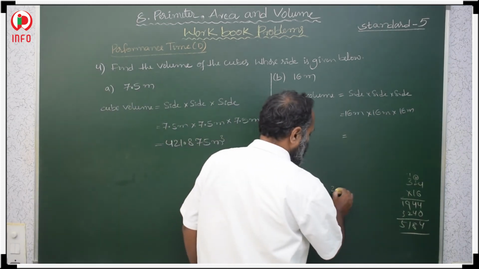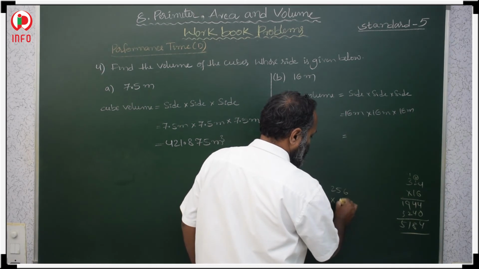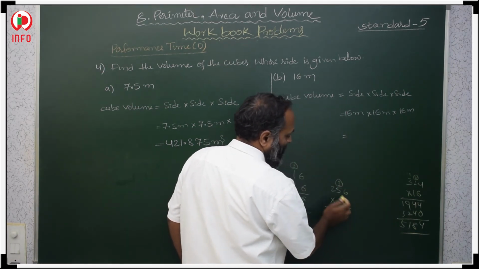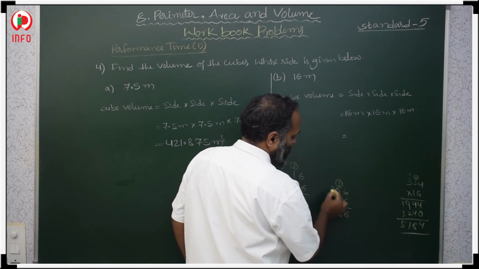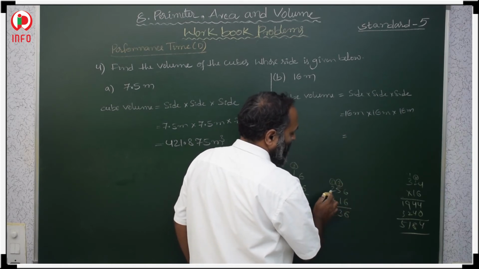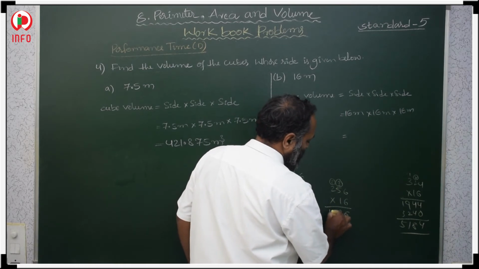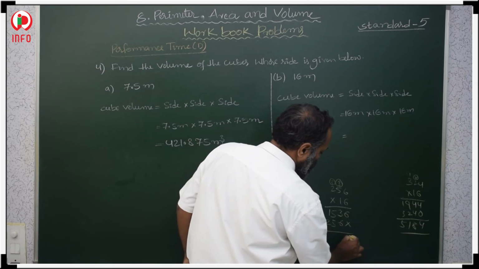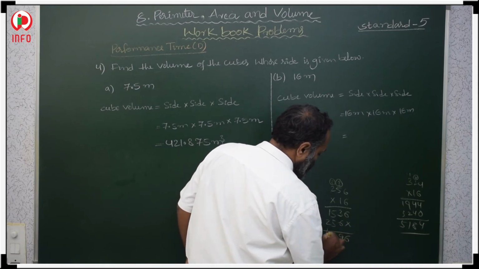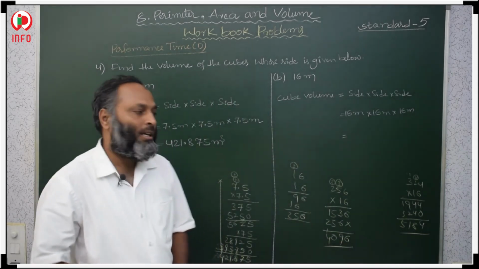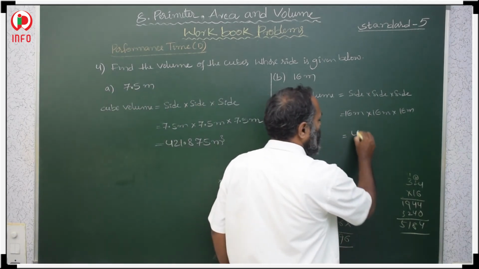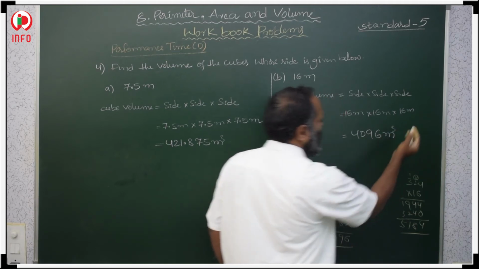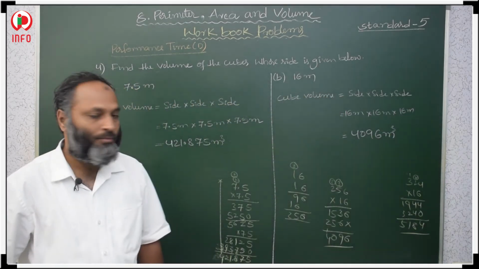256 with 16. 6 6s are 36, 3. 6 5s are 30, 33, 3. 6 2s are 12, 15. Then after that 6, 5, 2. 6, 9, 10, 4. 4096. So this is the answer. 4096 meter cube. Okay. So this is the volume.